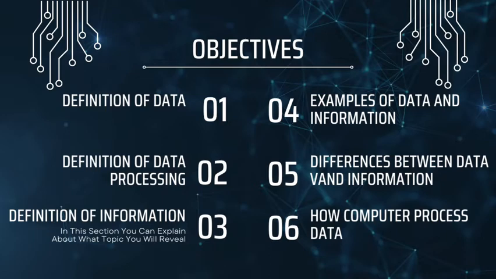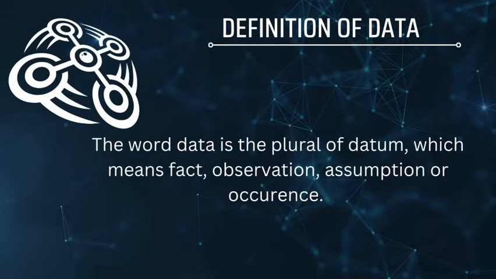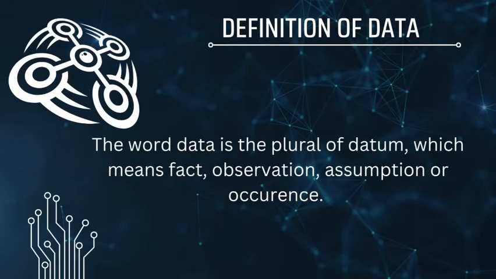I know when we talked about the overview of a computer, we talked briefly about how data is being processed. We talked about how computers process data. So by virtue of this class, we'll be expanding a little bit more using a typical example. Now, what is data? The word data is a plural of datum, which means fact, observation, assumption, or occurrence.